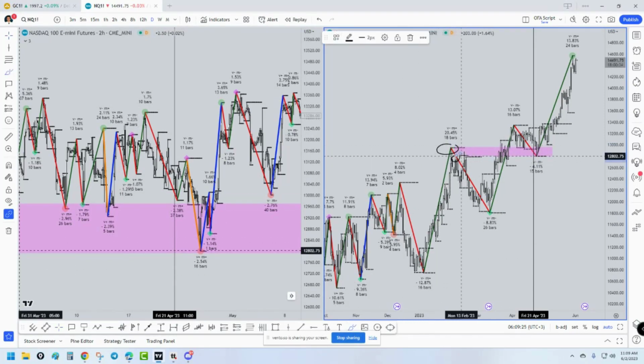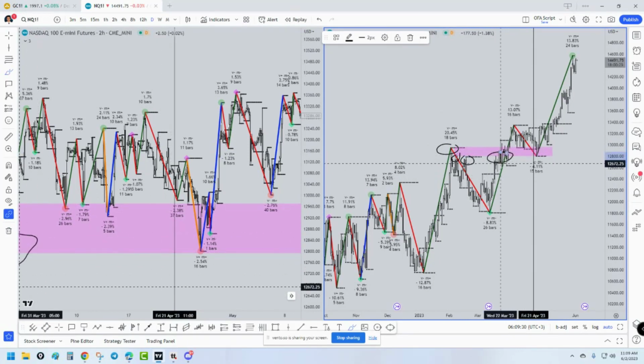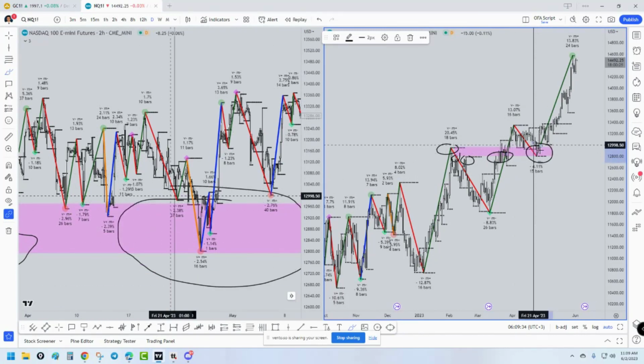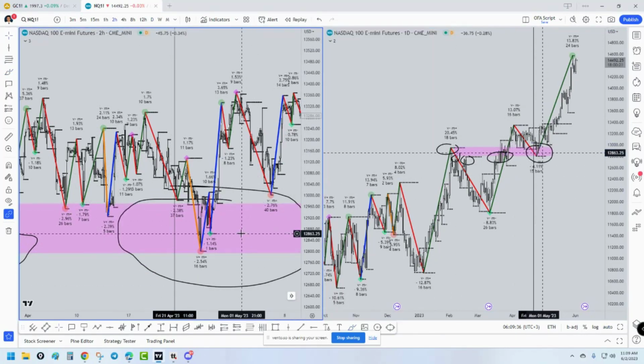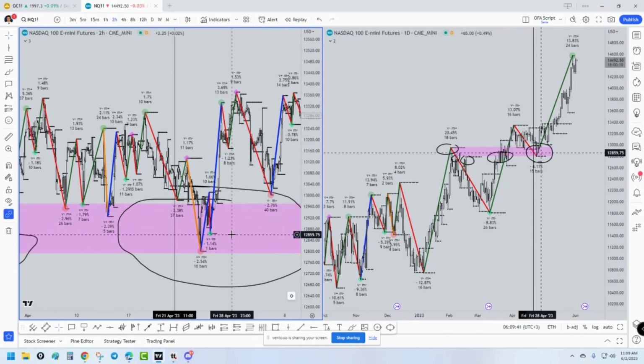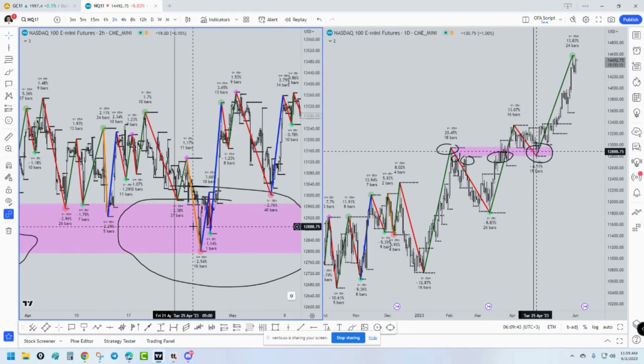Notice all these wicks right here, right here, right here. We had a period of concentration of price, found equilibrium. We broke through, and that retest is the one that I'm interested in. This is the circle that got highlighted and seen through the lenses of the 2-hour right here.